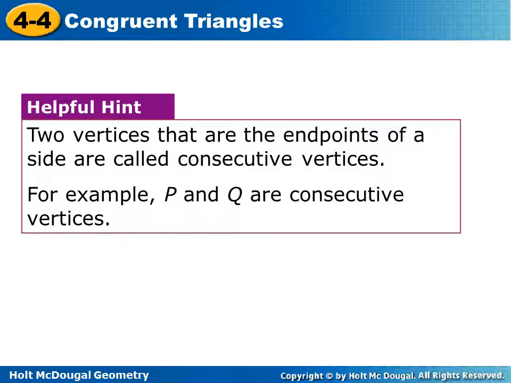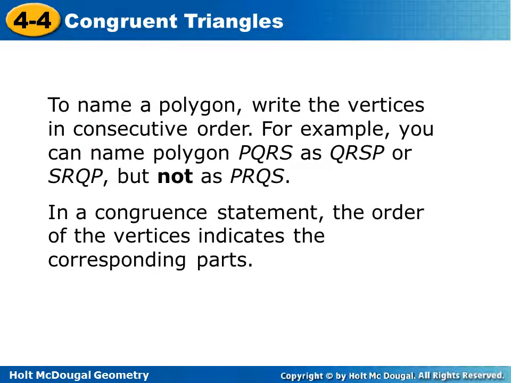Two vertices that are the endpoints of a side are called consecutive vertices. For example, P and Q are consecutive vertices. To name a polygon, write the vertices in consecutive order. For example, you can name a polygon PQRS or QRSP or SRQP, but not PRQS.